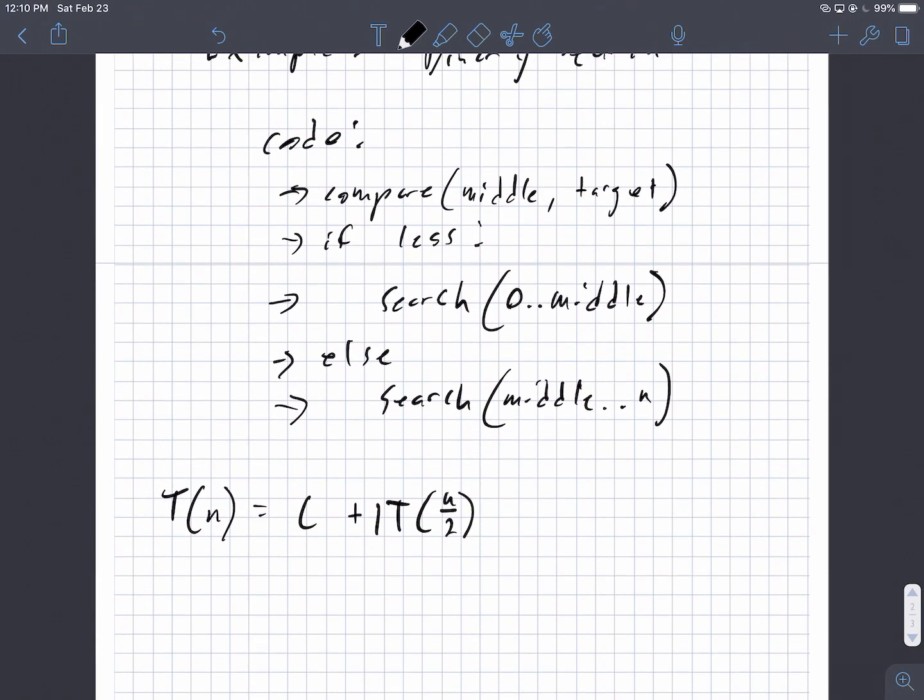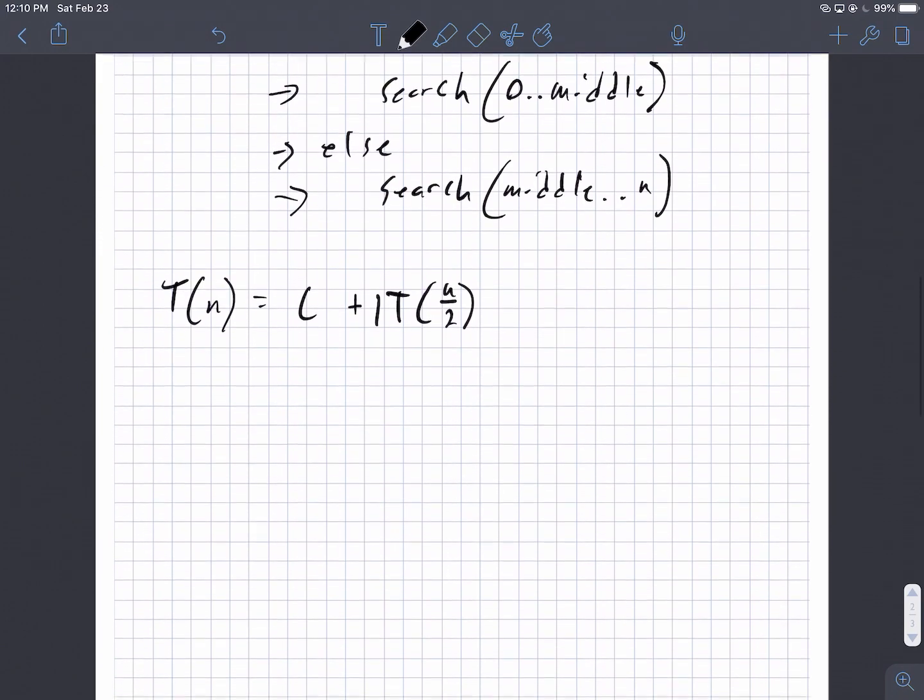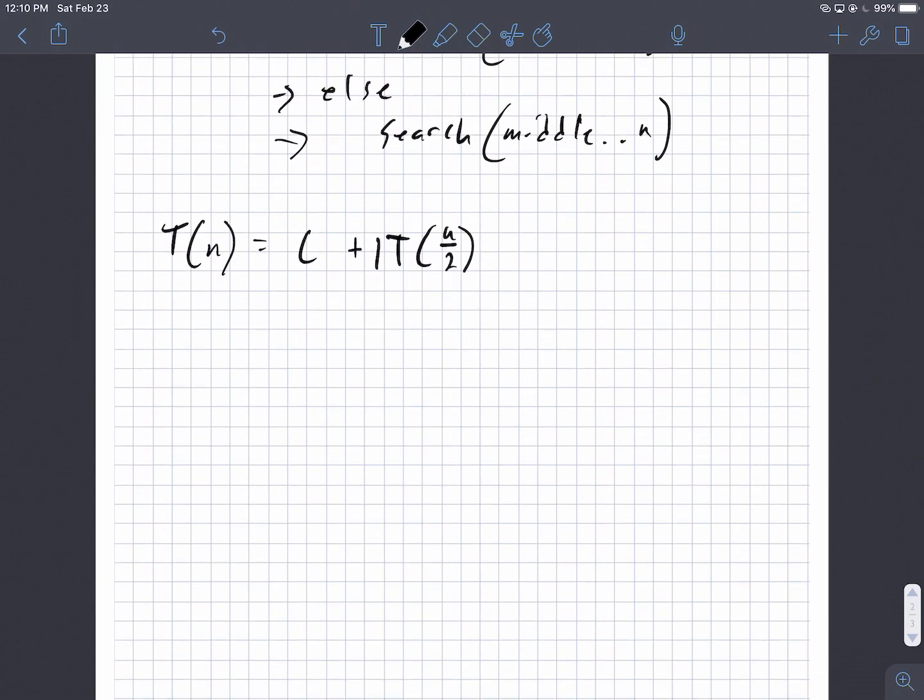You want the tree method though? Tree method? He said it was true. I don't know how you would build a tree out of it. I don't know if one of you guys... So Max got us to this recurrence.